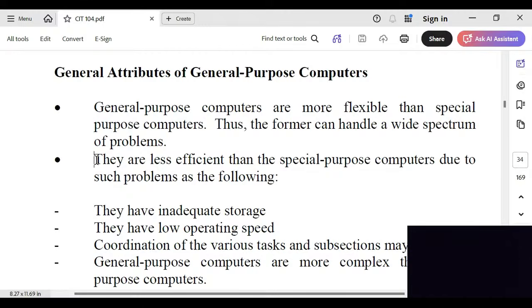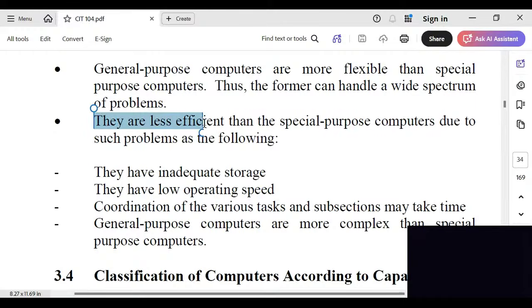But a general purpose computer, oh my god, you can download games, you can install Corel, you can install Adobe Photoshop, you can install MS Word, you can type, you can use a video player, music player, think of anything. You can do AutoCAD, you can do anything on them. That's why they are general purpose. They serve several purposes and they are very flexible. They can handle a lot of problems together. So they are less efficient than the special purpose computers due to such problems as the following.